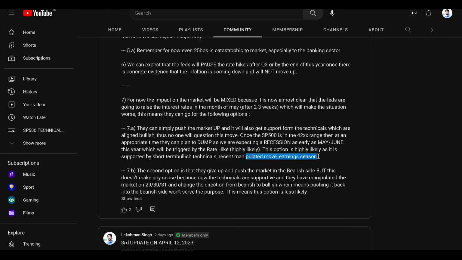The second option is that they can give up and push the US stock market to the bearish side. But this doesn't make any sense, because the technical indicators are supporting the short-term bullish trend, and they have manipulated the entire US stock market on the 29th, 30th, 31st and 1st. Pushing it back to the bearish side won't serve any purpose. So this option is less likely. What is highly likely? A continuation of the bullish trend.